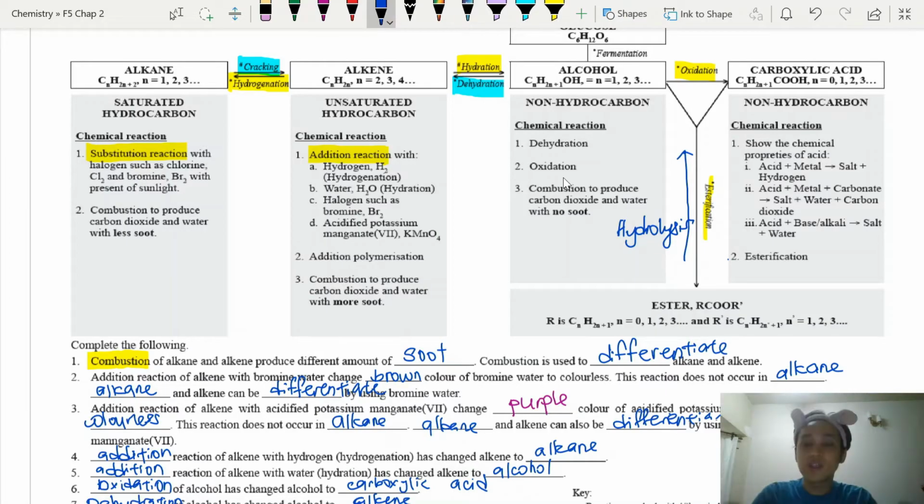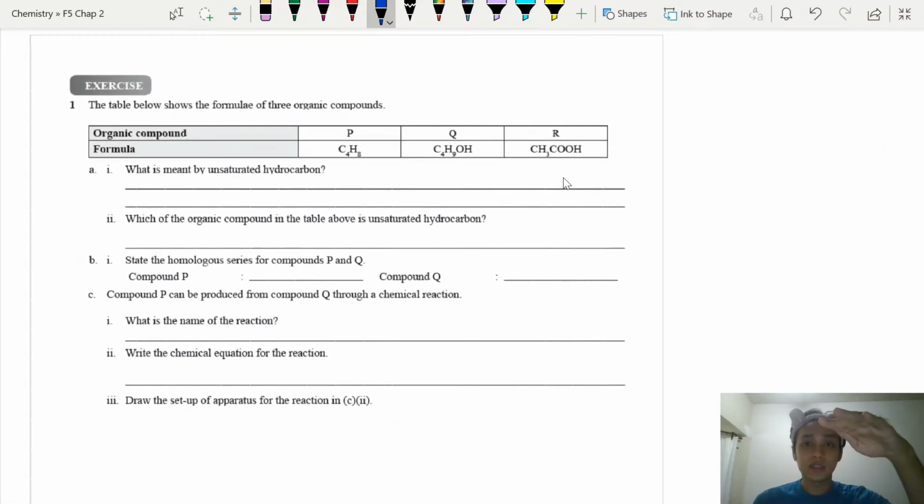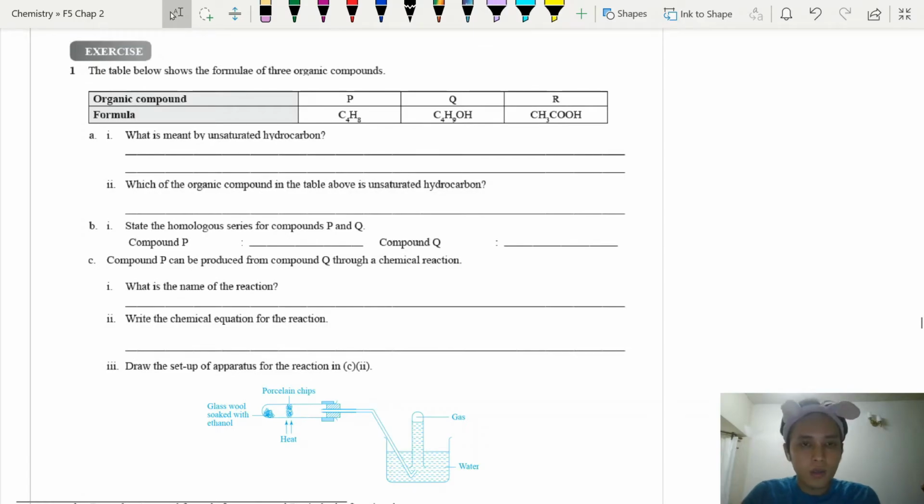They are going to link everything in one whole question. All right. So that is it for the first part of your non-hydrocarbons and also your hydrocarbons, your homologous series.